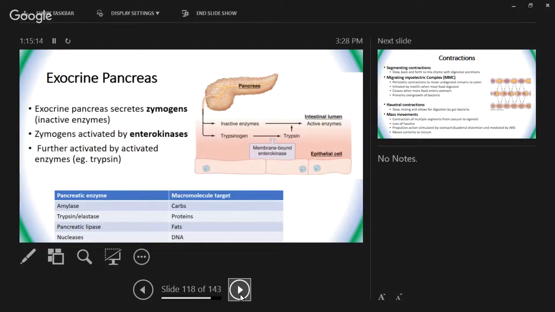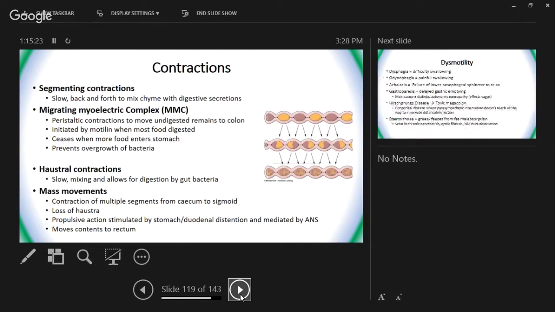The zymogens are the inactive ones. The zymogens are activated by kinases, and then they can be further activated by themselves. So I'm going to go quick, just trying to get through it all.